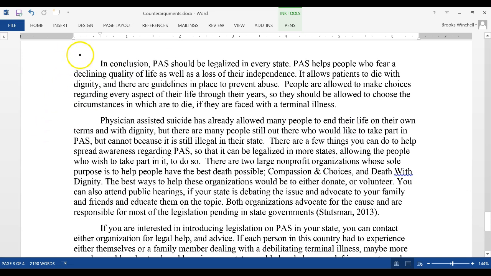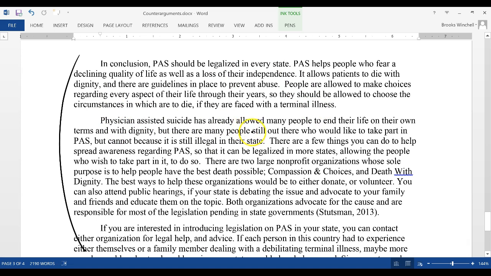This one's really good, and it's a 3-paragraph conclusion about physician-assisted suicide, and it has a lot of good suggestions. She says, "In conclusion, physician-assisted suicide should be legal in every state. PAS helps people who feared declining quality of life as well as a loss of independence. It allows patients to die with dignity, and there are guidelines in place to prevent abuse. People are allowed to make choices regarding every aspect of their life through their years, so they should be allowed to choose the circumstances in which they are to die if they are faced with a terminal illness."